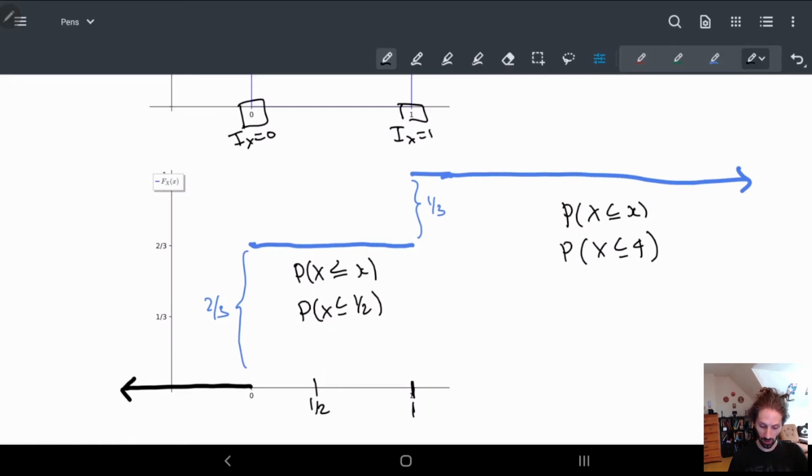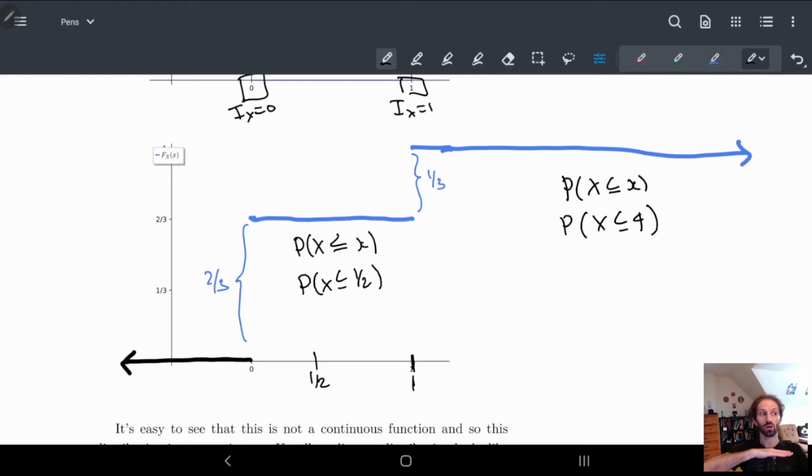So normally when we're looking at cumulative distribution functions, we start off at 0 at minus infinity and end up at 1 at positive infinity. In this case, it's easy to see that this is not continuous. We have discontinuity points. It's a step function, and usually discrete distributions are step functions.